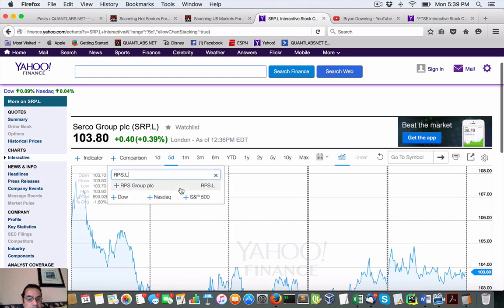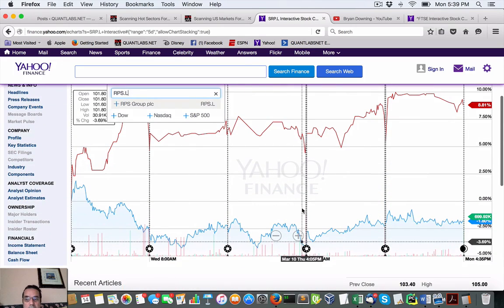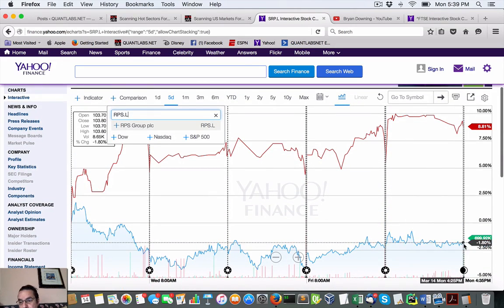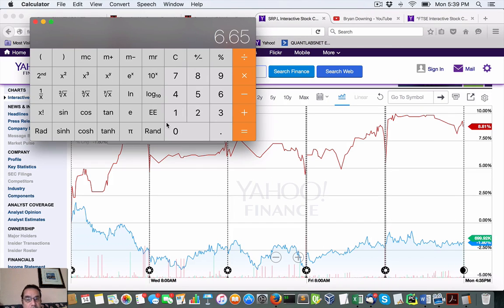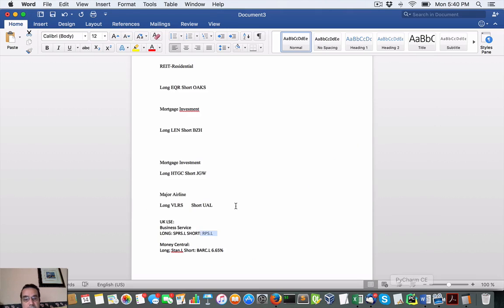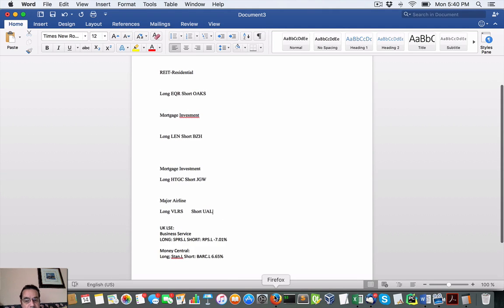RPS.L. Okay. Ooh, we would have lost money there. So, yeah, we're in the hole on this one. It moved up 1.80, but actually our short has gone against us on that call. So how much would we have lost? It's negative 7.01. Not a good one there. So that was our return of negative 7.01. Okay, so let's start looking at the US to see how those did.